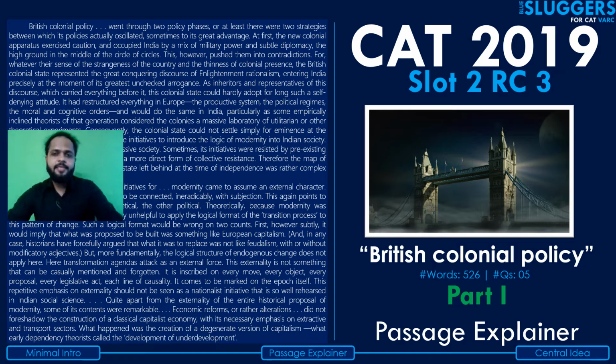In today's session, we'll be taking up an RC that was asked in your CAT exam in the year 2019, in the second slot. I've titled the RC as British Colonial Policy, 526 words and 5 questions, so quite standard for CAT. This session has two parts. In this part, I'll be taking you through the passage in quite some detail, and in the next part we'll be doing the questions. Okay, so let's start.